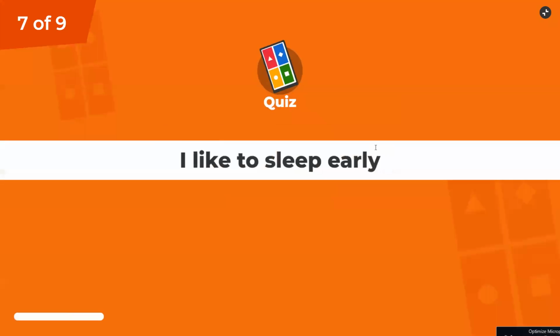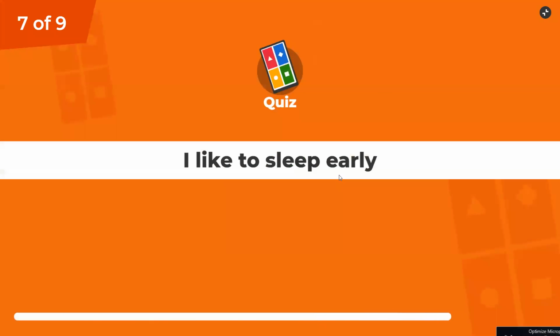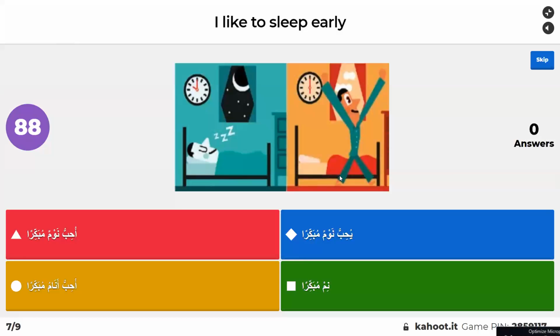Question 7. I like to sleep early, or I like sleeping early. Now, this is a tricky question. How do I say I like to sleep early? Blue: yuhibbu anamu mubakkiran. Red: uhibbu anamu mubakkiran. Green: nim mubakkiran. Orange: uhibbu anamu mubakkiran.